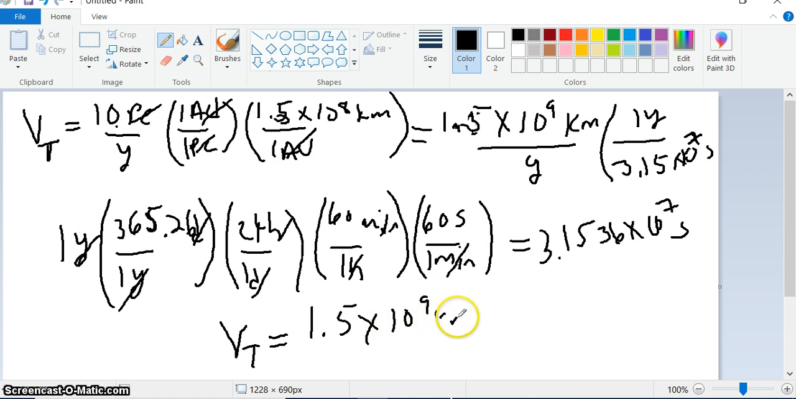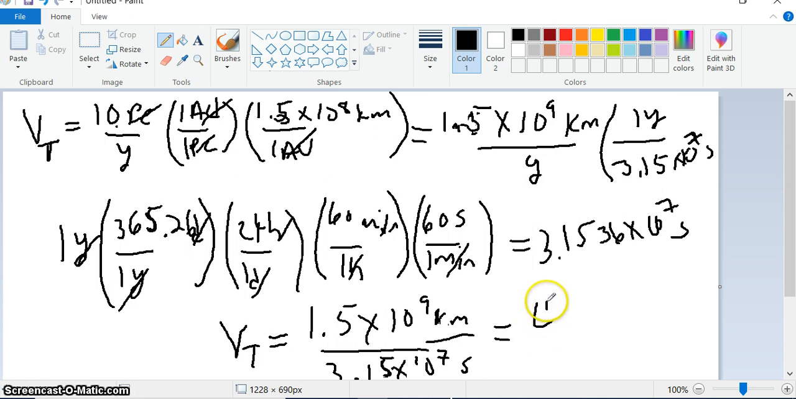kilometers in 3 divided by 3.15 times 10 to the 7th seconds. All right, and that'll get us kilometers per second, which is the typical unit that we use for astronomical velocities.